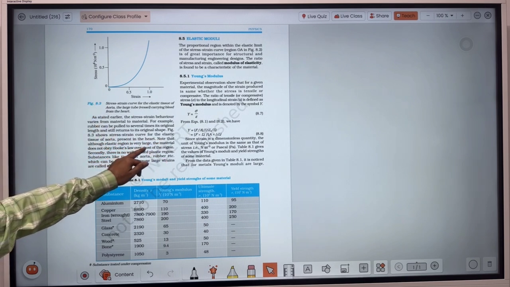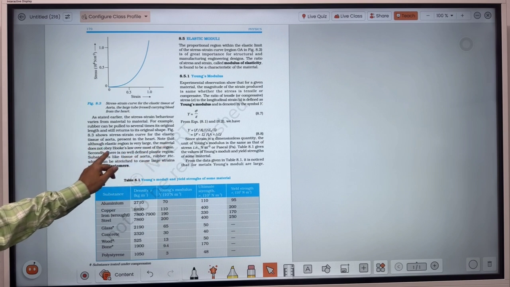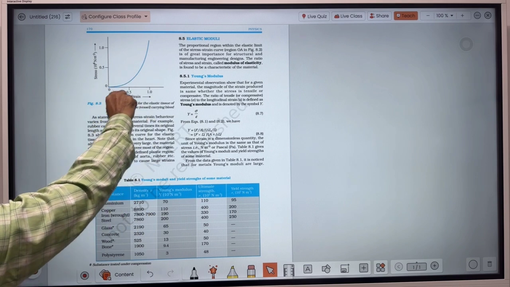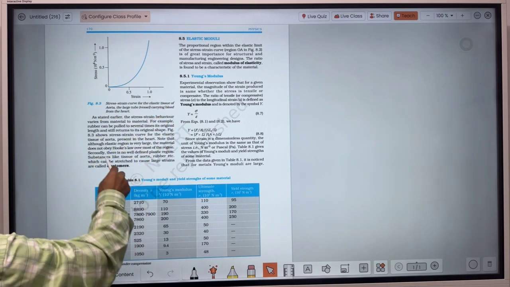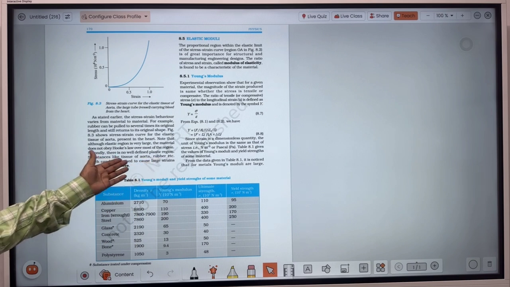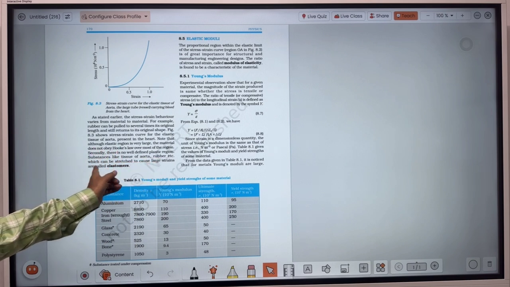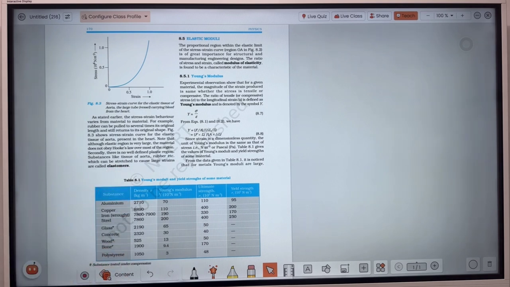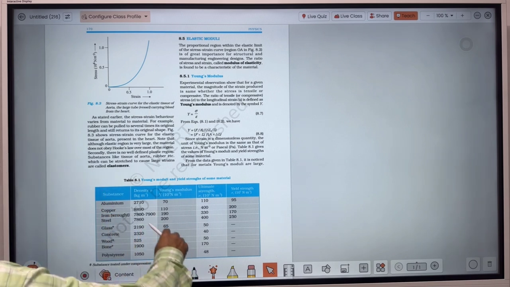Note that although the elastic region is very large, the material does not obey Hooke's law over most of the region. It's obvious because the curve is not straight here, it is curved, not a straight line. Secondly, there is no well-defined plastic region. Substances like tissue of the aorta, rubber, etc., which can be stretched to cause large strains are called elastomers. This is also one important definition. It means those materials which can be stretched to large strains are called elastomers.